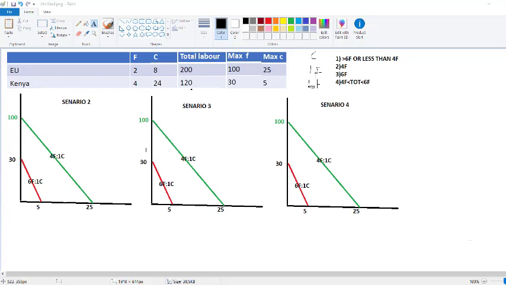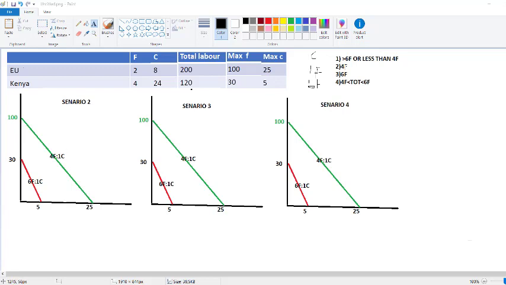Okay, moving to scenario 2. In scenario 2, we're going to assume, because there cannot be more than 6F and 4F, that it's somewhere between or equal to the prices. So what if it is equal to 4F? At terms of trade at 4F, in terms of the EU, what is the EU's pricing under autarky, or their production also? Their production and their pricing is at 4F per 1C.